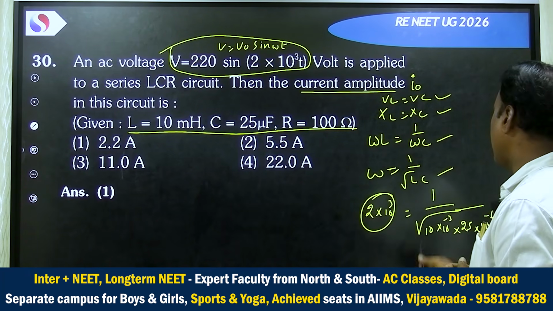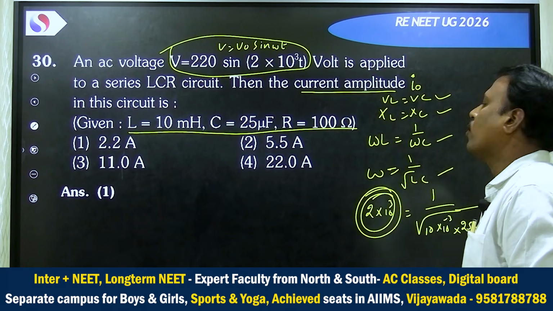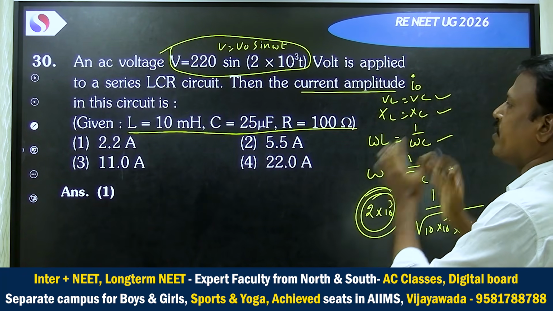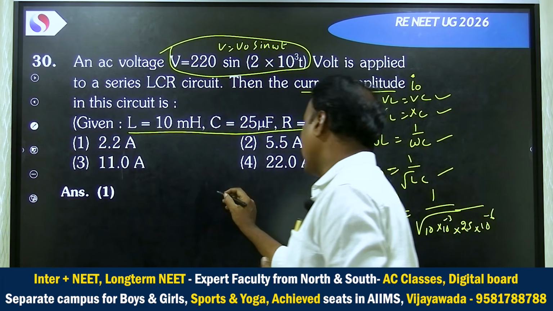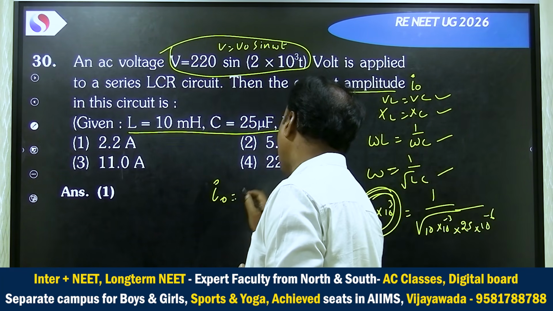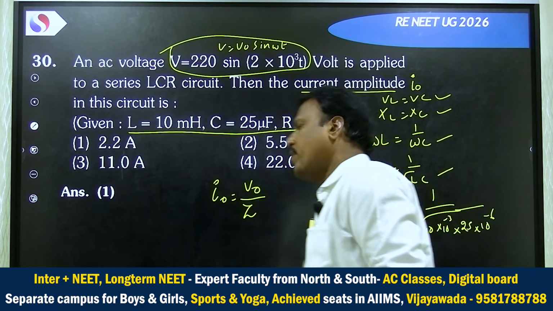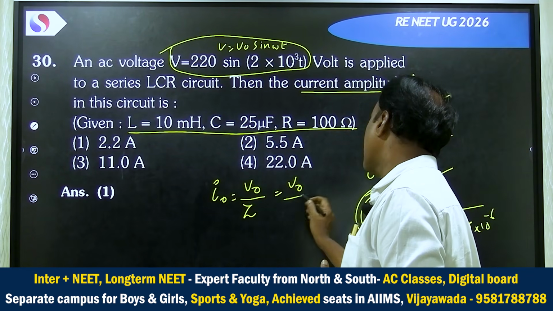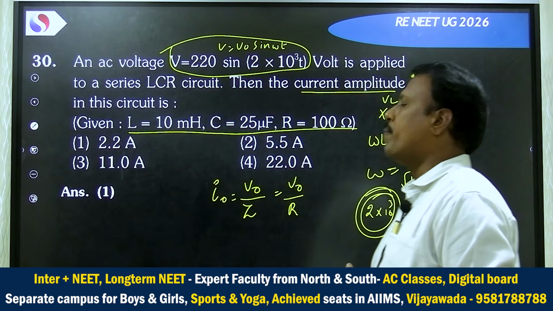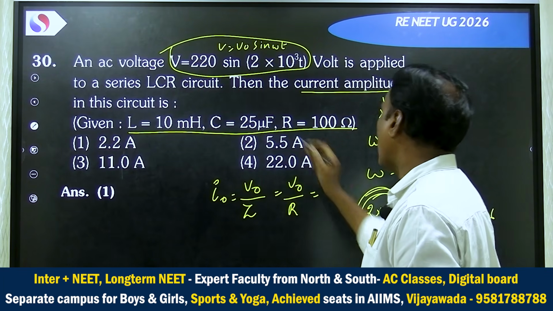If you substitute this, you will also get the value exactly equal to 2 into 10 power 3. That means this is a resonance LCR circuit. Then go ahead. If you want the peak value of current, that is the peak value of voltage divided by the impedance of the circuit. But in resonance, the impedance of the circuit becomes equal to the resistance of the entire circuit, R.